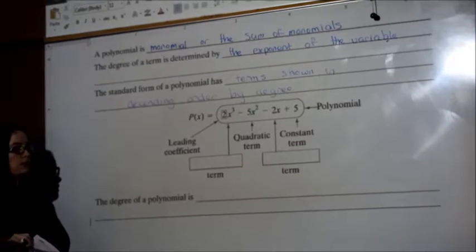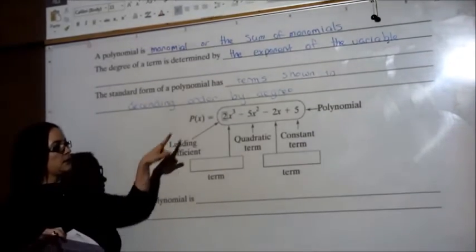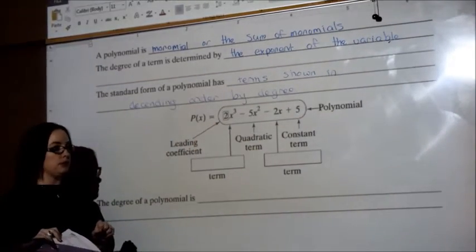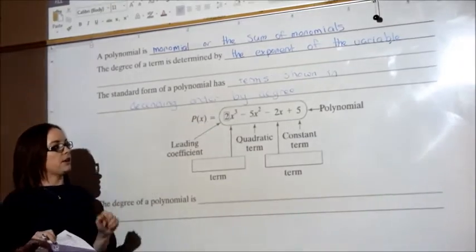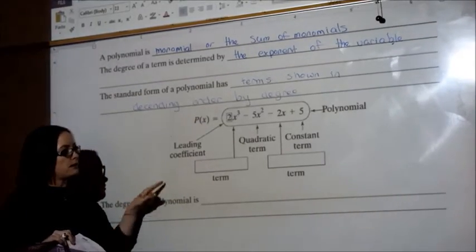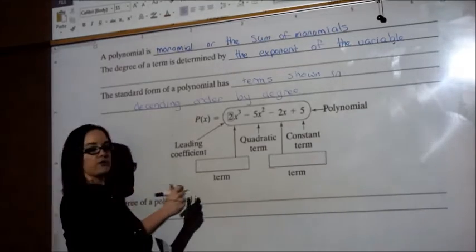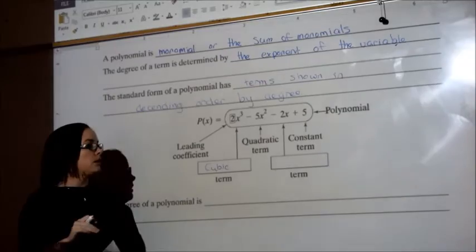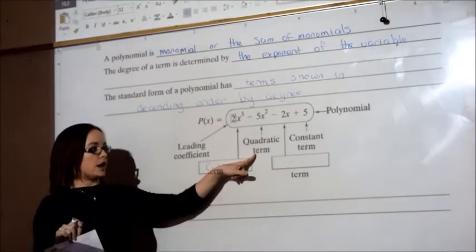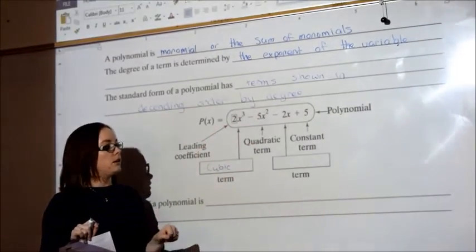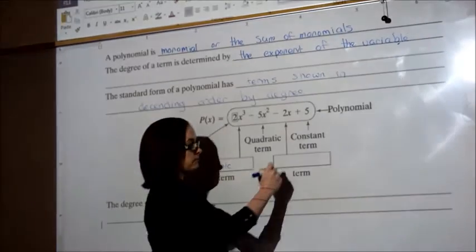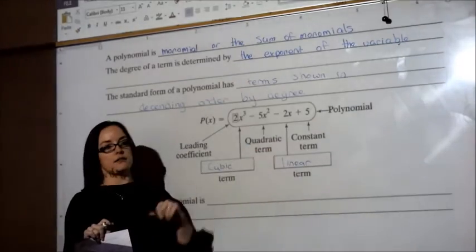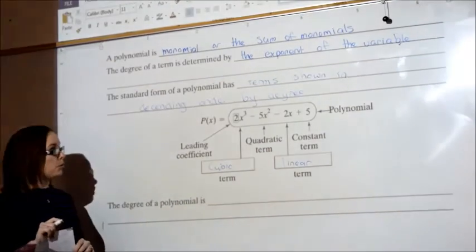order by degree. So if we look at this example here, this part of this equation is the polynomial. This is our leading coefficient, it's first. And this is a cubic term, according to vocabulary on the chart. So this is a cubic term. Next, we have our quadratic term, squared. Then we have our linear term. Finally, we'll put our constant term. And that's how you would order a polynomial.